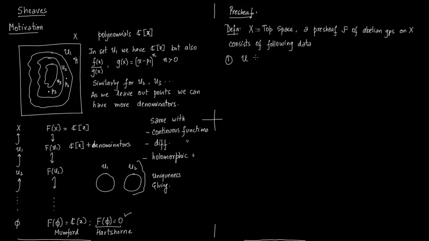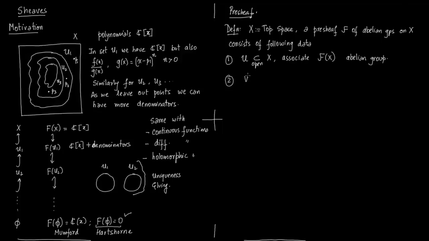So the first one is, you consider U as an open set of X and you associate F(U), an abelian group, with it. Just like in our example we had the complex plane and we associated complex polynomials with it. So you associate abelian groups.